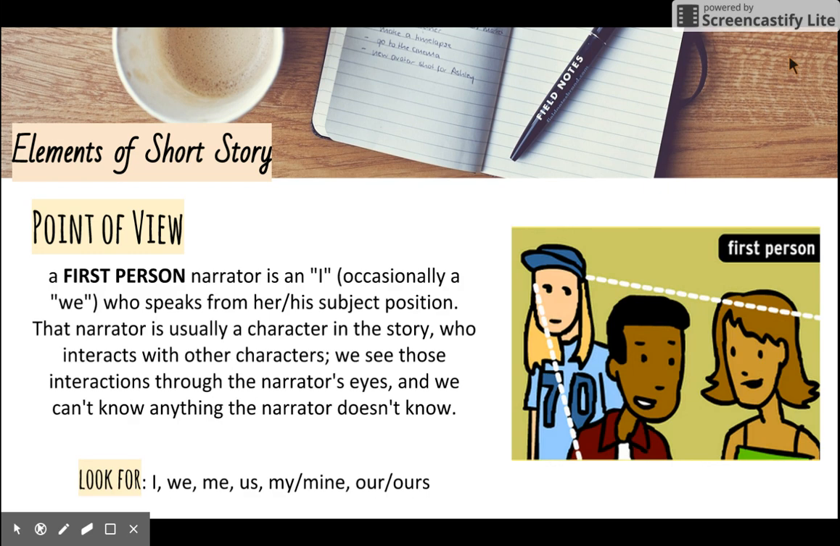So the first person point of view, or a first person narrator, is an I, so occasionally a we, who speaks from his or her subject position. That narrator is usually a character in the story who interacts with other characters. So we see those interactions through the narrator's eyes, and we can't know anything that the narrator doesn't know. So in your story, you're going to look for I, we, me, us, my or mine, or our or ours to indicate a first-person narrative point of view.